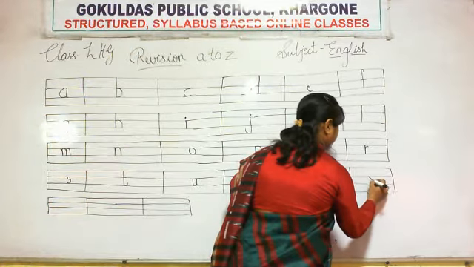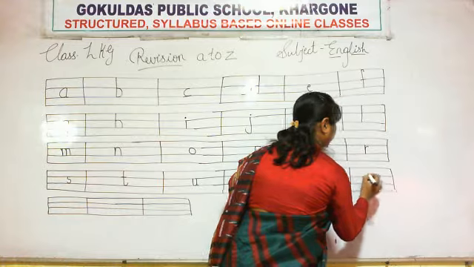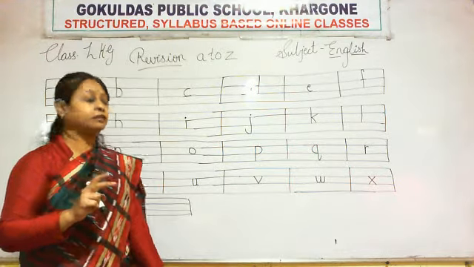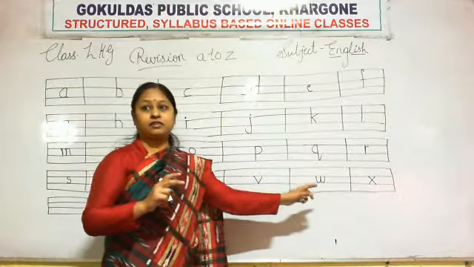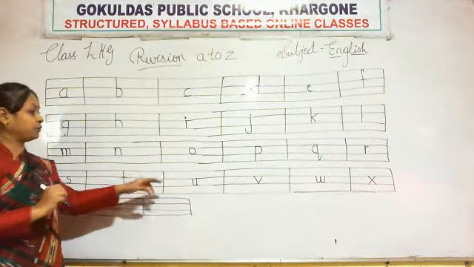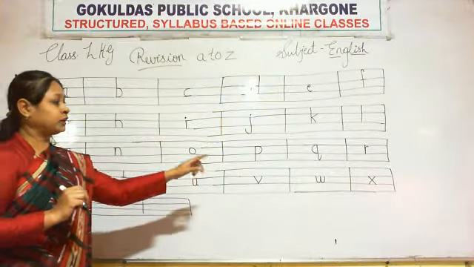X. X you have to write like capital letter only, but in 2 lines. S, T, U, V, W, X.